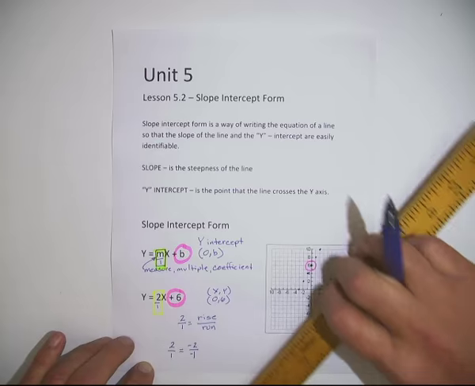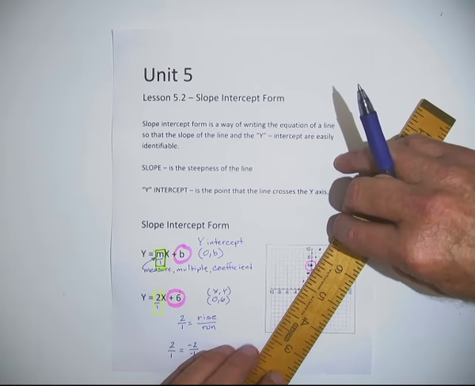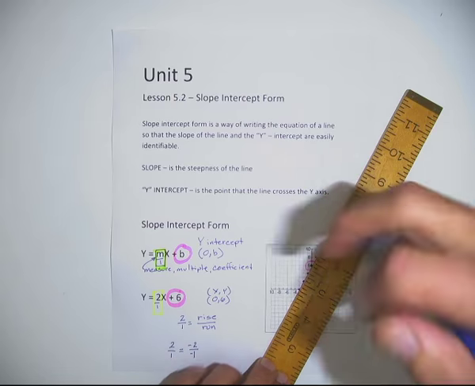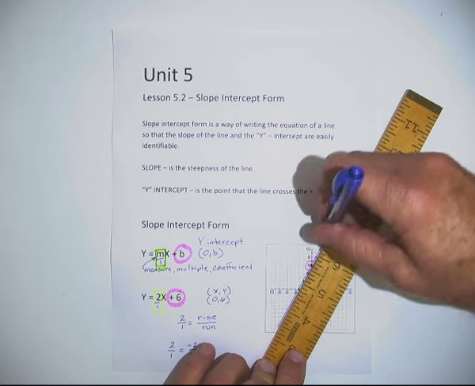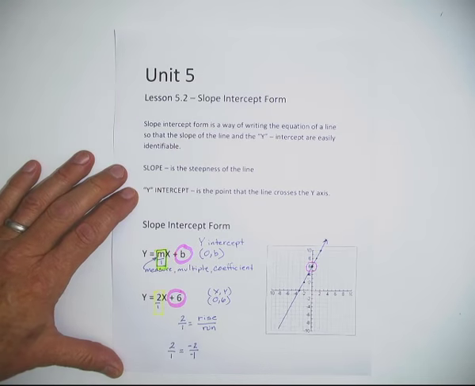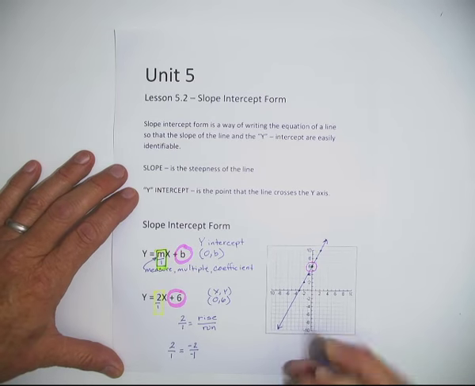Now we have sufficient points so that we can actually graph this line. And we can line up our ruler and here is the line for the equation y equals 2x plus 6.